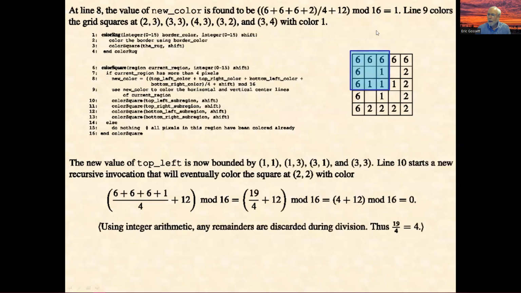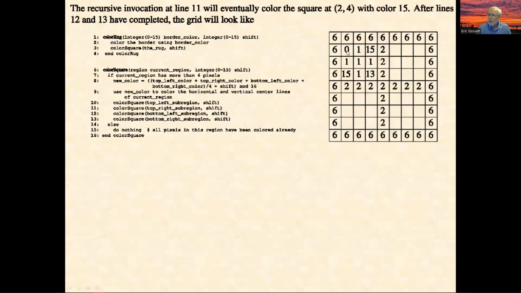And now we're going to pass in at line 11 this subregion. This subregion has border colors 6, 6, 6, and 1. We add those and get 19 and divide by 4. Remember that 4 goes into 19 4 times with remainder 3, but we only keep the quotient. We throw the remainder away. 4 plus 12 is 16. 16 mod 16 is 0. And so the color in that empty spot should be 0.